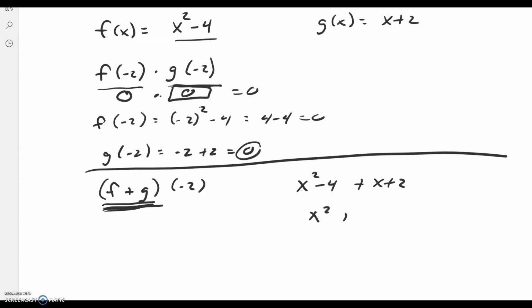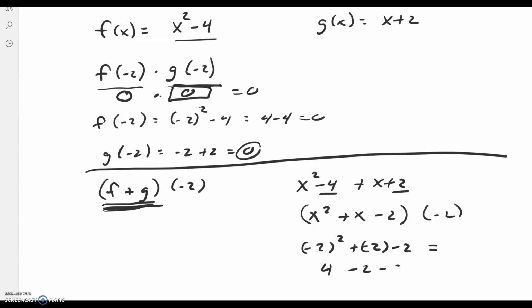So we have x squared plus x. Collecting like terms, negative 4 plus 2 is minus 2. And now we're going to take that function and we're going to evaluate it when x is negative 2. So we put in a negative 2 here and square it, plus a negative 2, minus 2 more, and we check out what this equals. This is 4 minus 2 minus 2, and that's 0 as well.